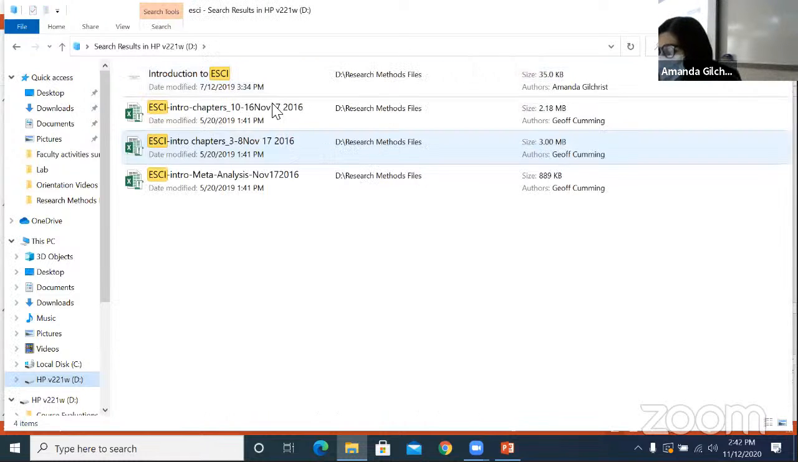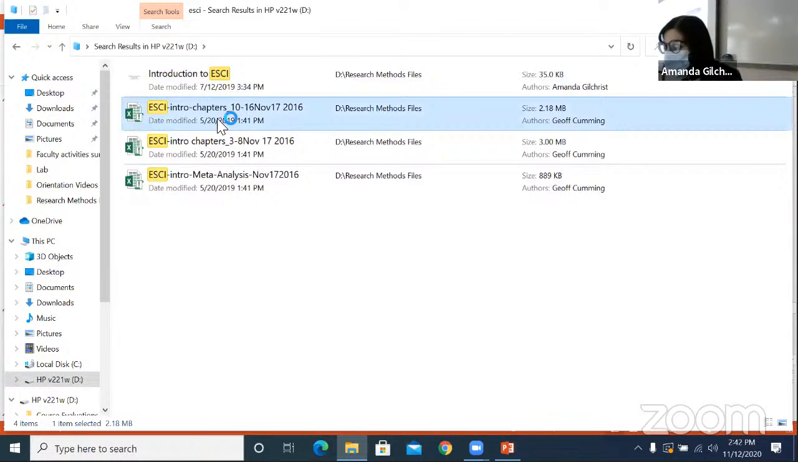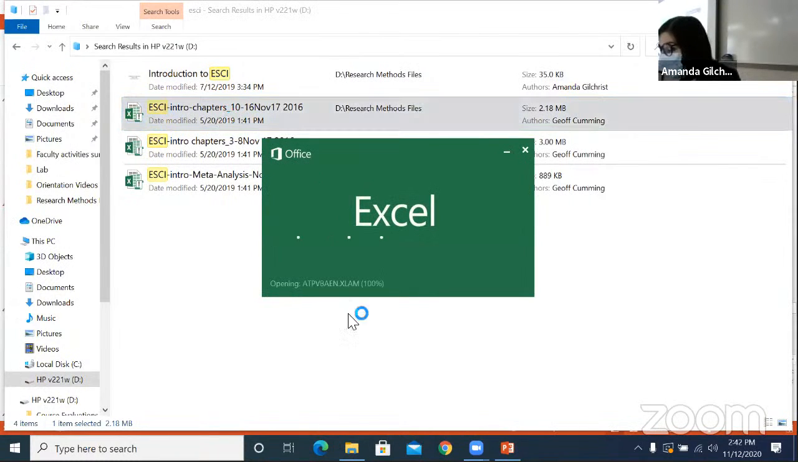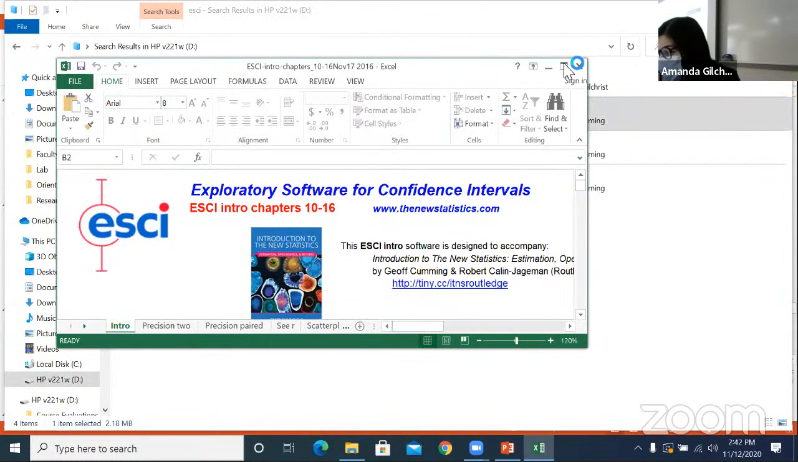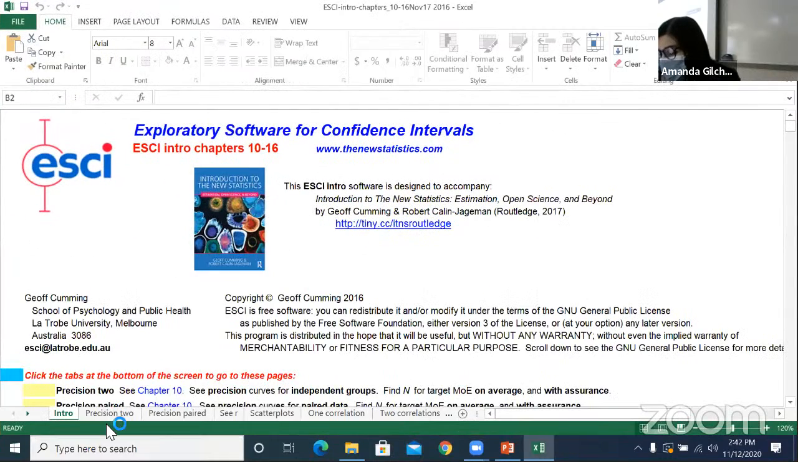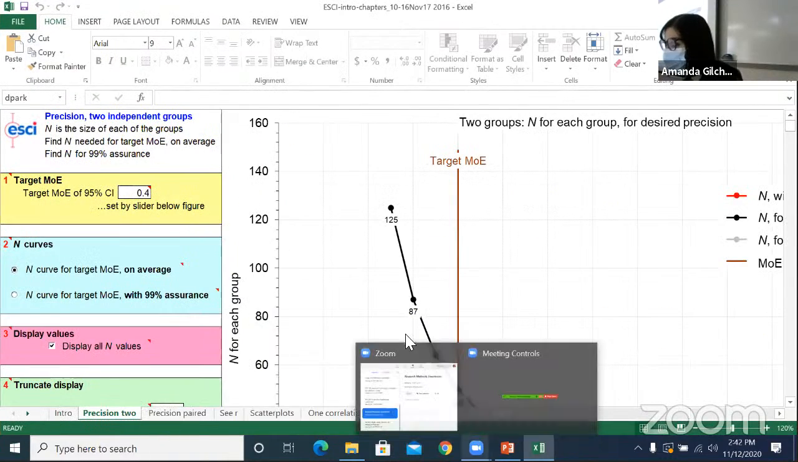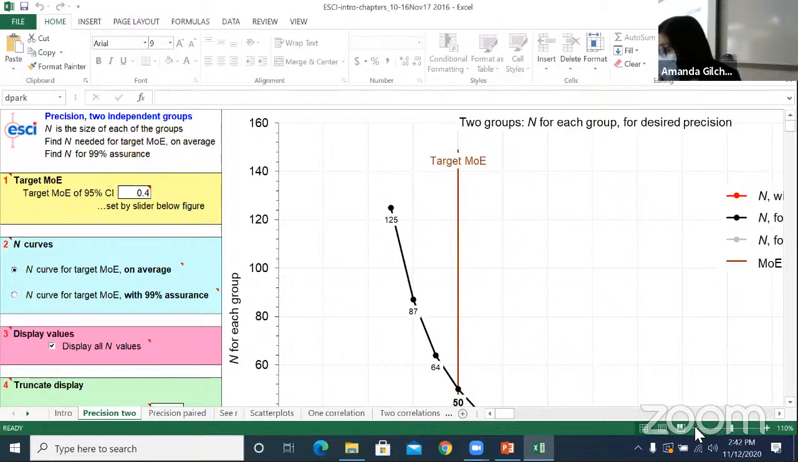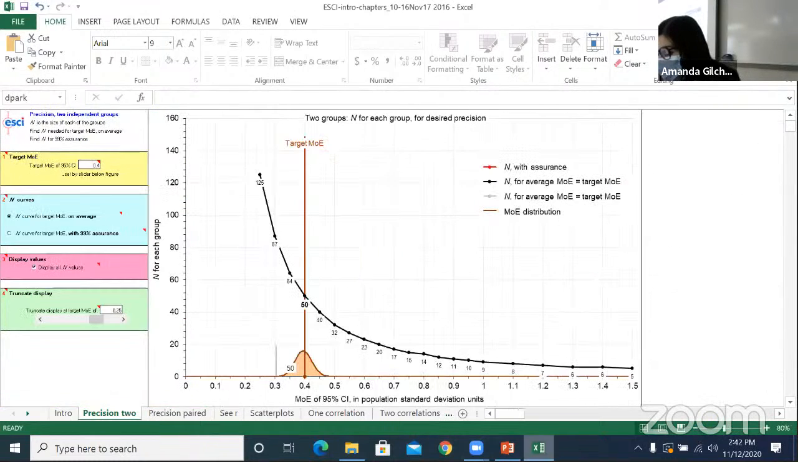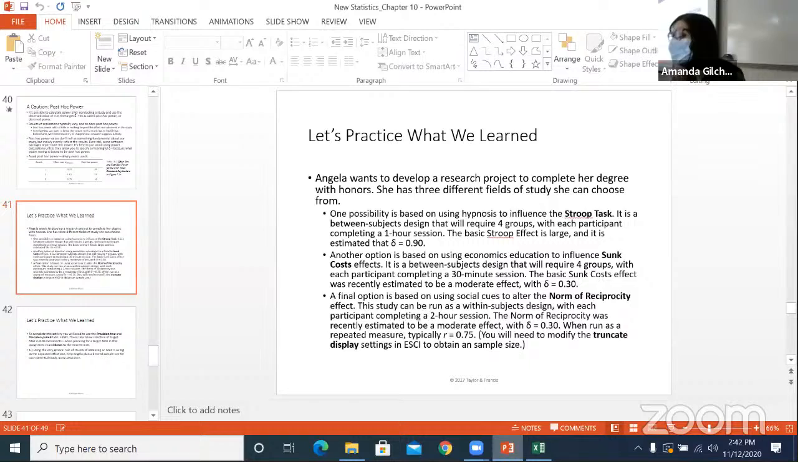Okay, so we want ESCI, chapters 10 through 16. So I'm going to go ahead and pull that up. Ta-da! We're going to go to Precision 2. So we're going to start with our between groups designs, and we're going to go ahead and start with the Stroop effect.